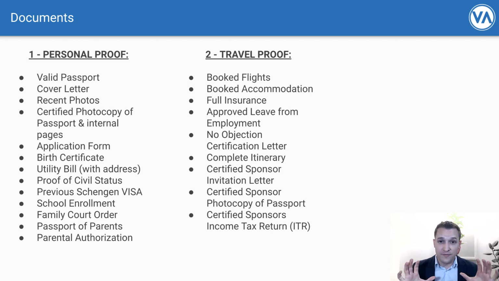Get them officially reserved for you, where the embassy can go online, put in your little reservation ID number and verify that these flights match exactly what your itinerary is saying. The next one is approved leave from your employer, as well as making sure that they say, yes, you do have a job, you are going to come back, and it's all good.